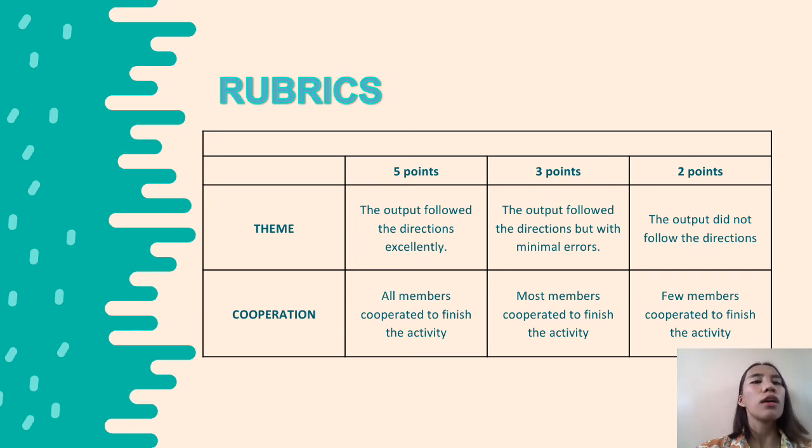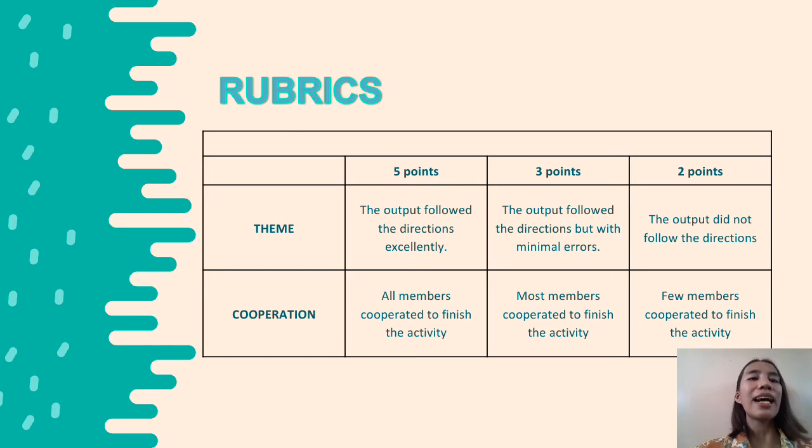Cooperation. The members cooperated to finish the activity, 3 points. Most members cooperated to finish the activity, 2 points. Few members cooperated to finish the activity. Okay? So you may start now.